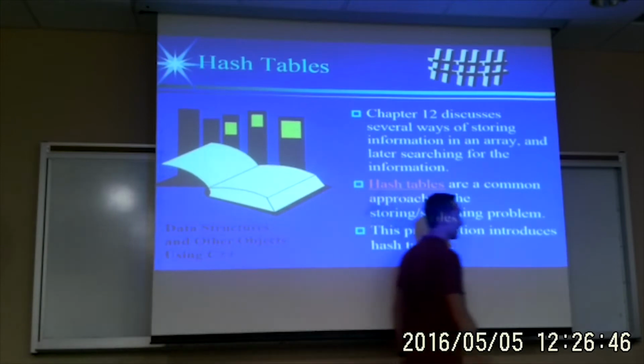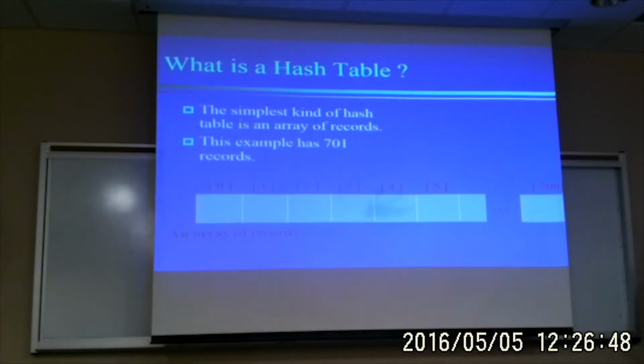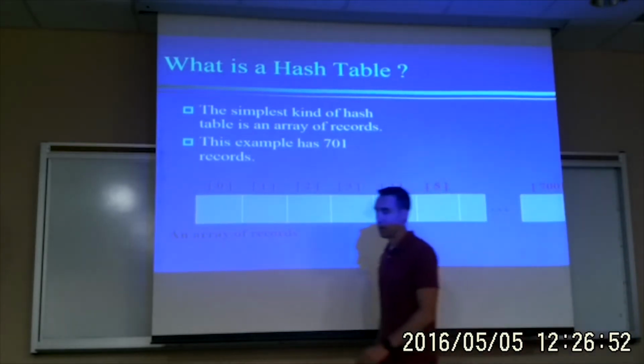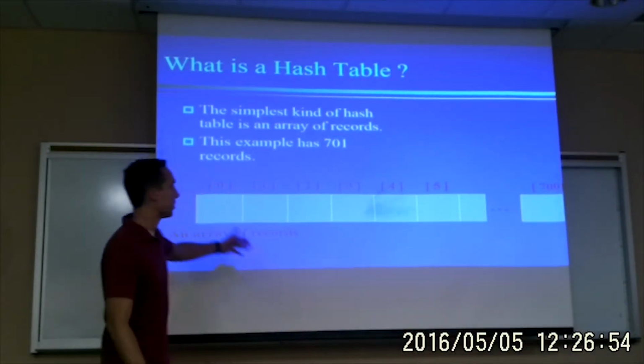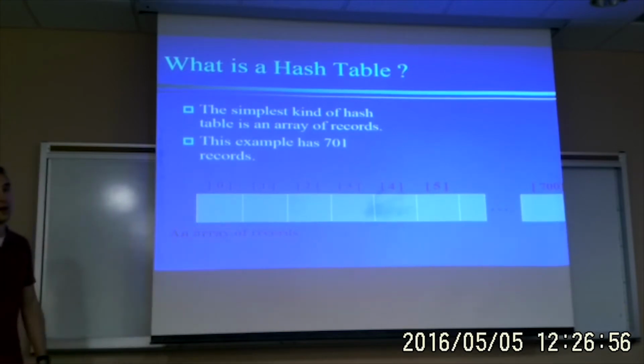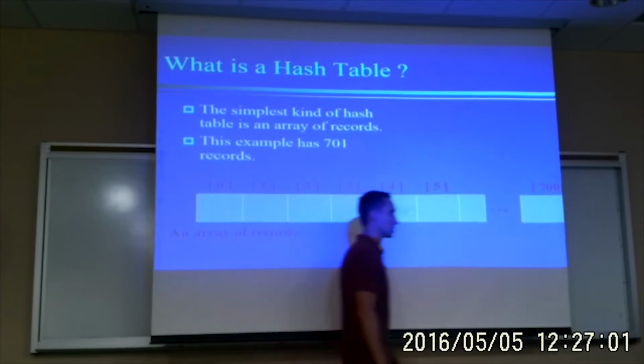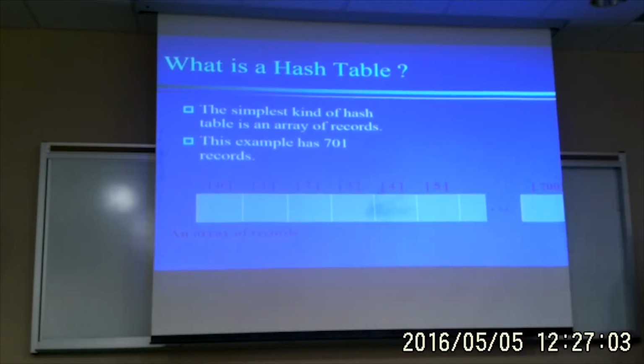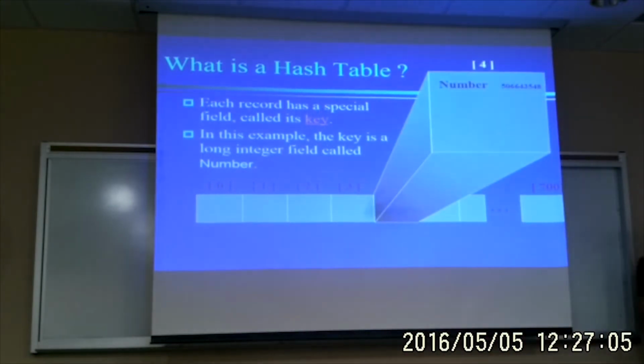So the idea here is that we're going to use an array that acts as our base data structure. Okay? In this example, we have an array of 701 elements. It goes from 0 to 700, so there's a total of 701. Let's talk about a couple terms.